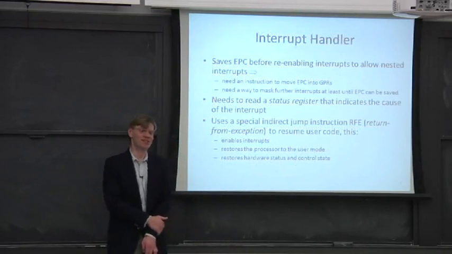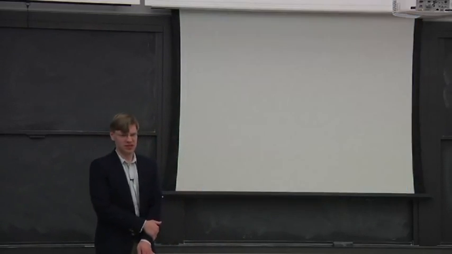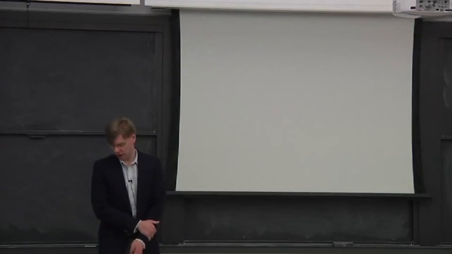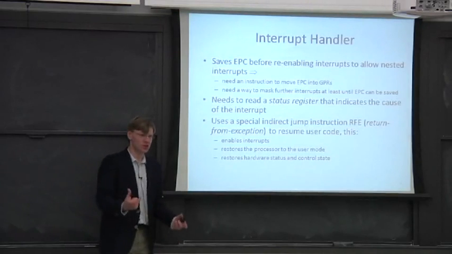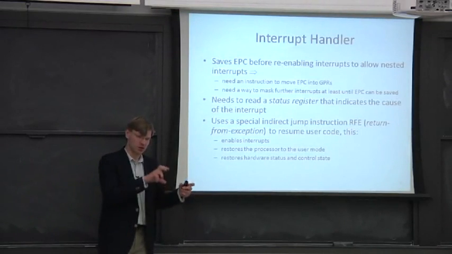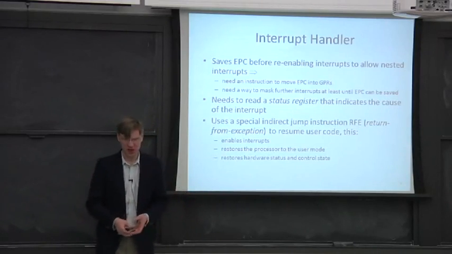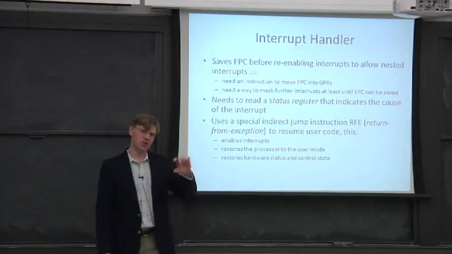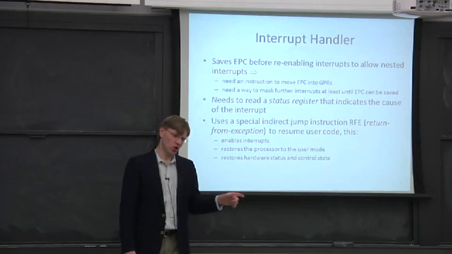So that's a great question. What do you save in the exceptional PC on an interrupt? If you have instructions marching down the pipe in a two-way in-order superscalar, we'll say, you're going to save the PC of the instruction that took the interrupt.